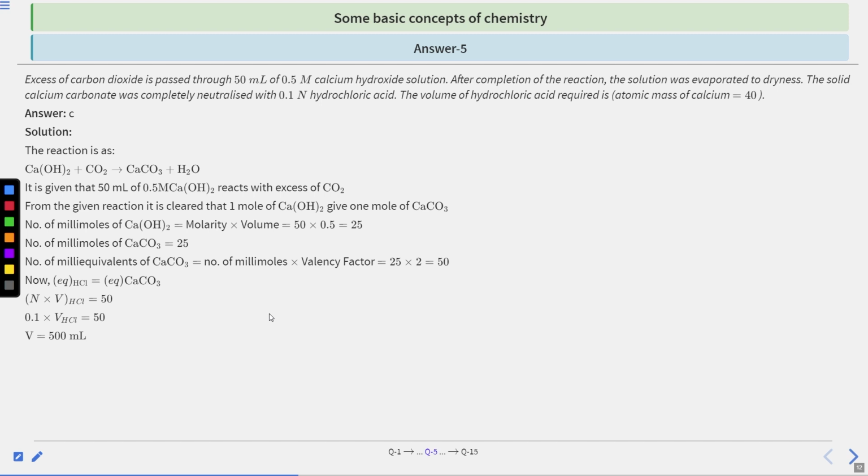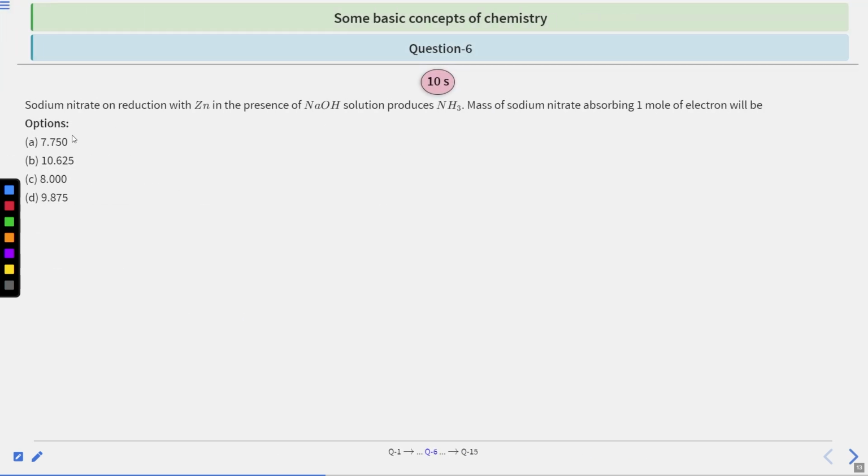Okay, so moving on to our question number 6. Sodium nitrate on reduction with zinc in the presence of NaOH solution produces NH3. Mass of sodium nitrate absorbing 1 mole of electron will be. Options are 7.750, 10.625, 8, 9.875. You have 10 seconds to solve this question by yourself. After that, we will see the answer.